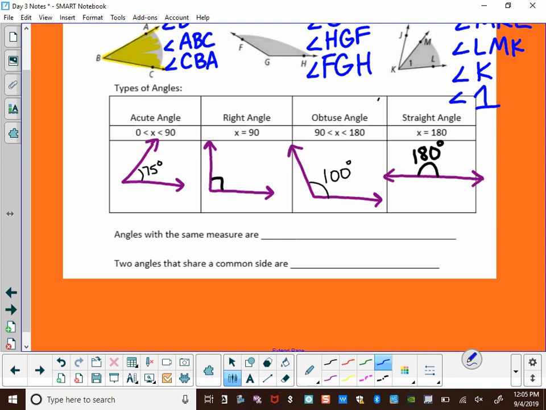Angles with the same measure, we call that congruent. Who remembers what that symbol for congruent looks like? Two little lines. Yep, 2 little lines, which is an equal sign, and then a little squiggly on top. And that means it is equal to. And 2 angles that share a common side, we call those adjacent. Adjacent means that there are 2 angles that are right next to each other.